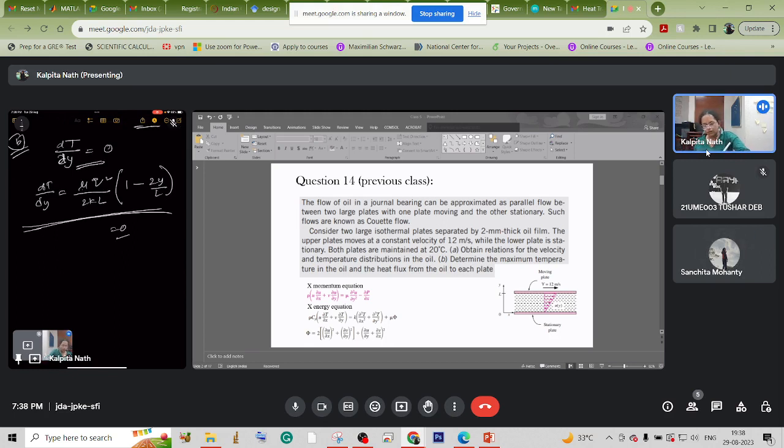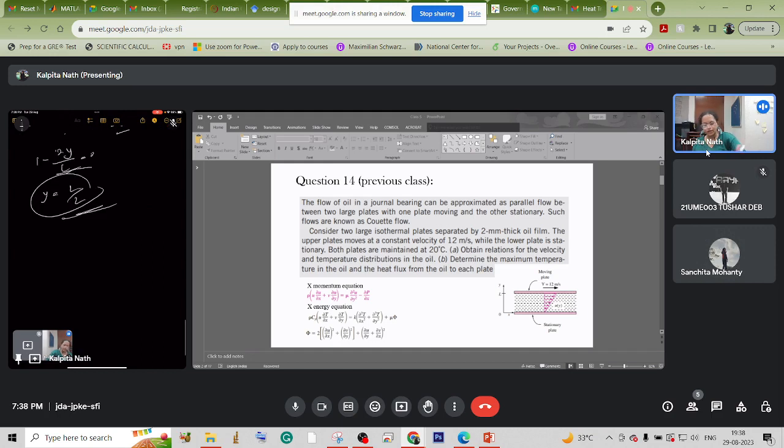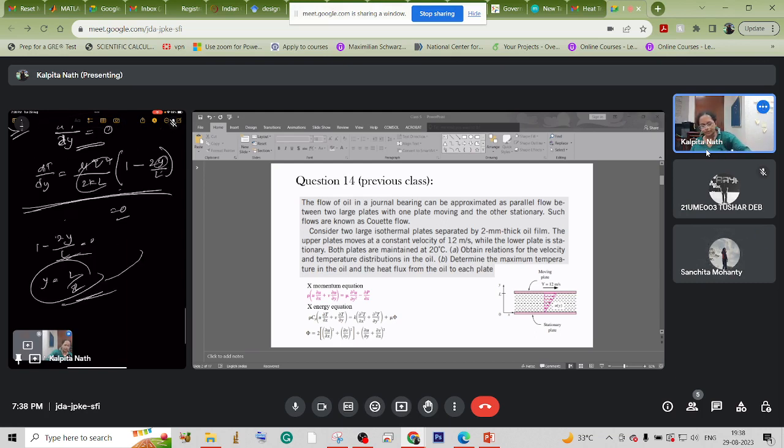So now you have to solve for y. You can easily solve it, right? It is 1 minus 2y upon L is equal to 0, because this will be 0 completely. So y is equal to L upon 2. So this is the y value at which the temperature is maximum, L by 2.